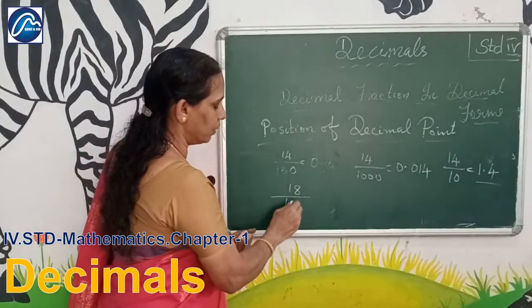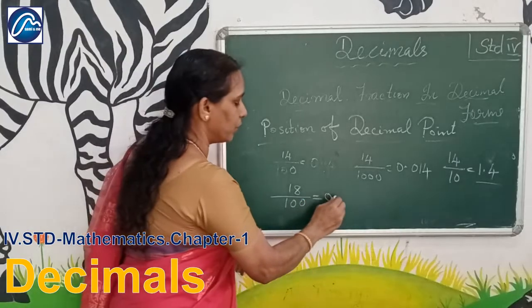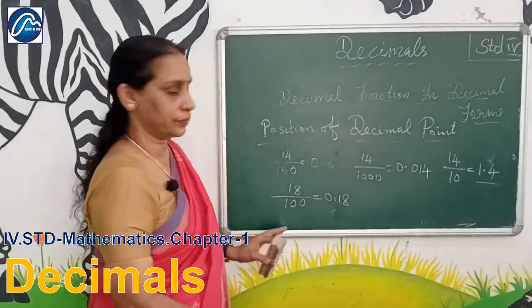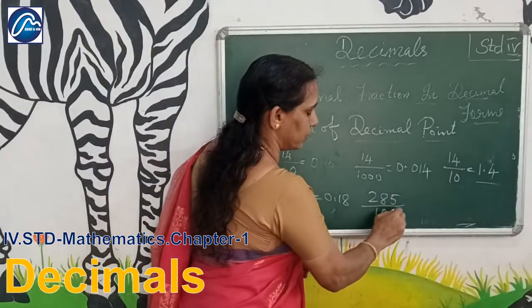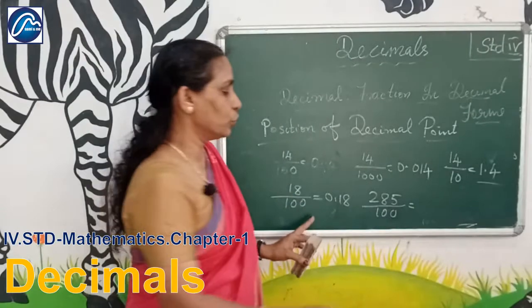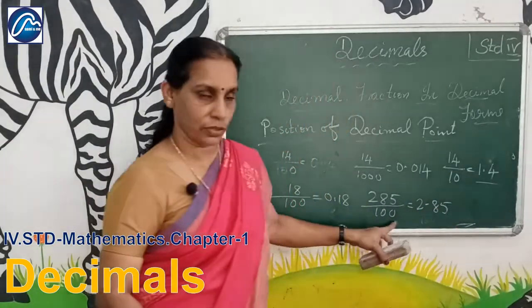18 by 100 is 0.18. 285 by 100 is 2.85, because 2 zeros, 2 places.